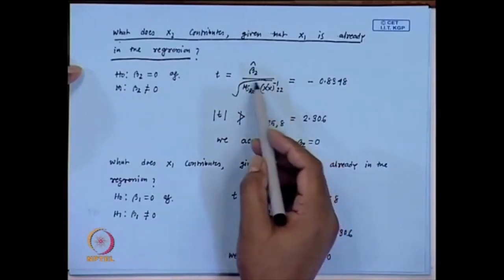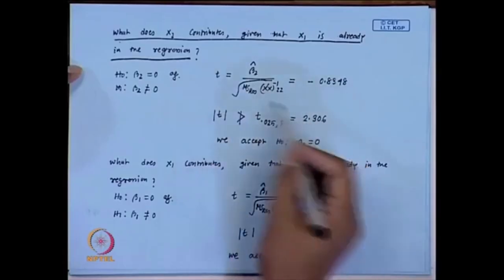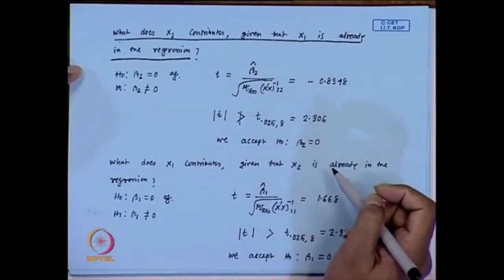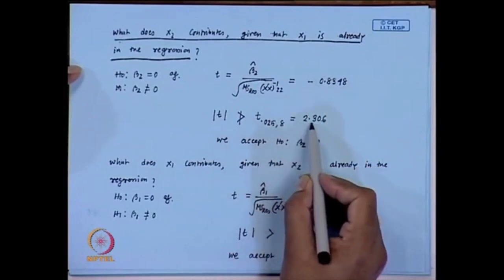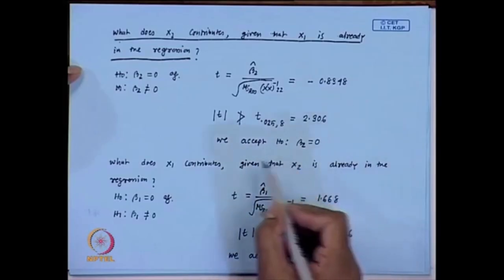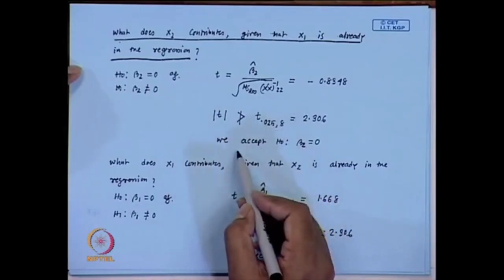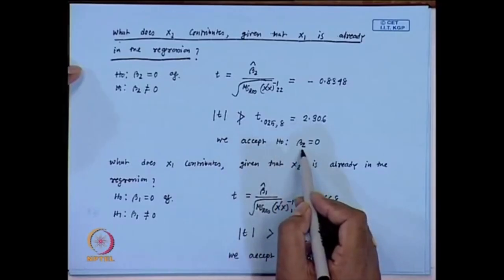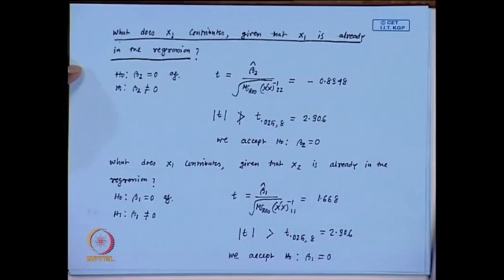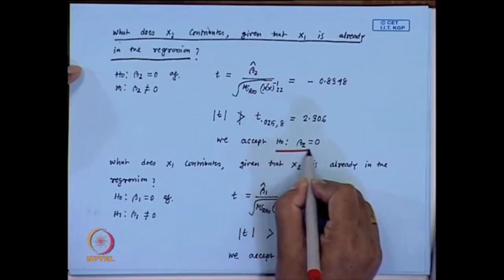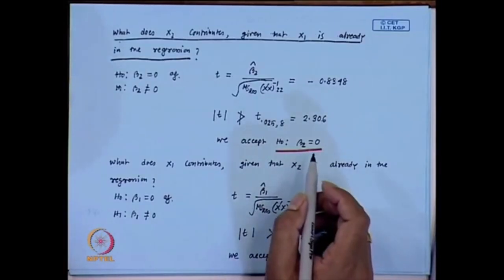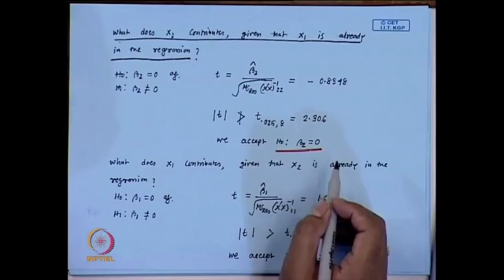Well, so here I took the T statistic approach. Here the T value is this one. Now, the tabulated T value is 2.306, and the observed value is not greater than the tabulated value. So, that means we accept the null hypothesis that beta 2 is equal to 0. Accepting the null hypothesis beta 2 equal to 0 means that the second regressor x 2 is not significant in the presence of x 1.